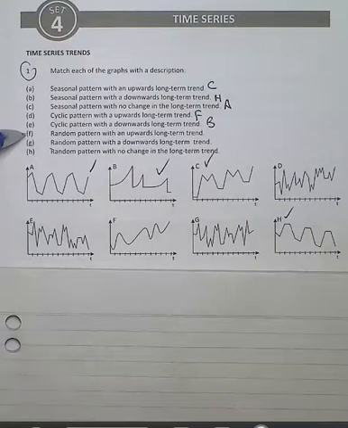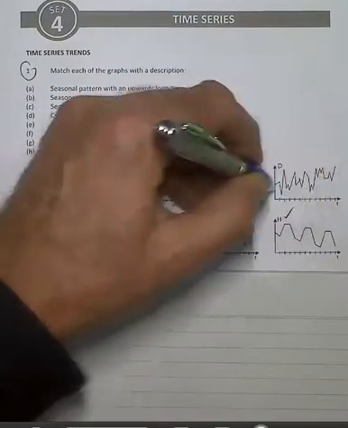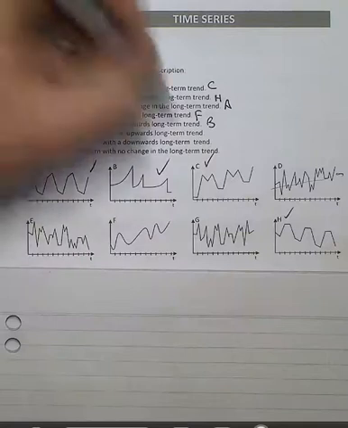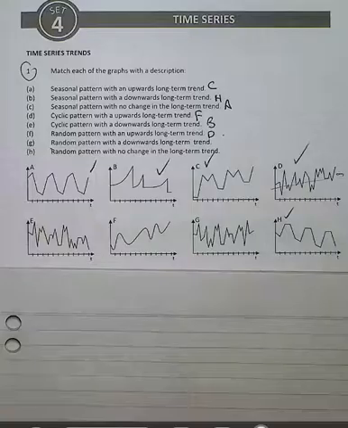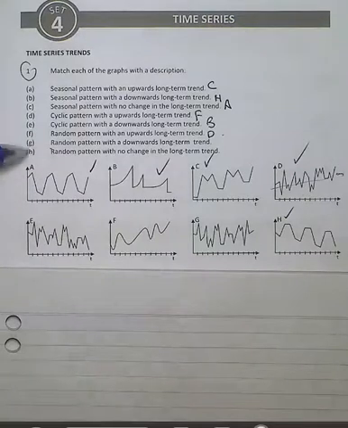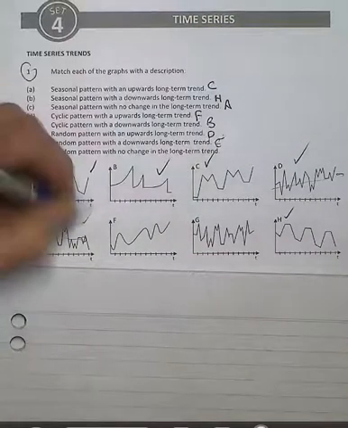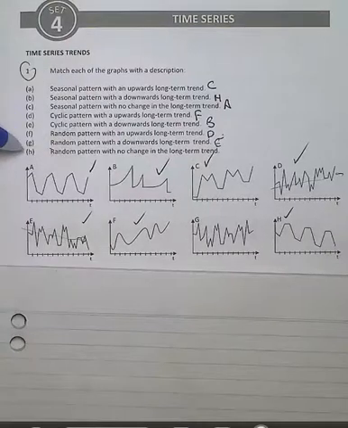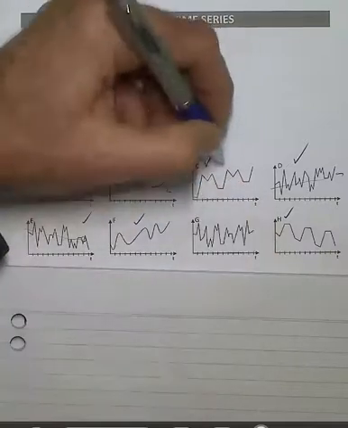A random pattern with an upwards long-term trend there. Perhaps D. You can see no real patterning, but an upwards circular trend there. Random pattern with a downwards trend, we're probably looking at B. Gets easier when we haven't really allocated. And the only one we've got left, H, random pattern. Really the start and finish are about the same. We'd be looking there at G.